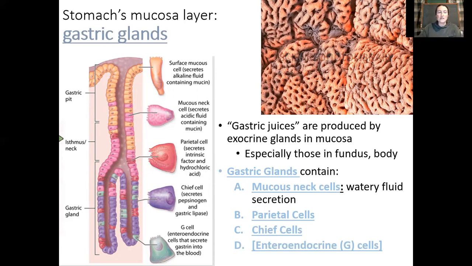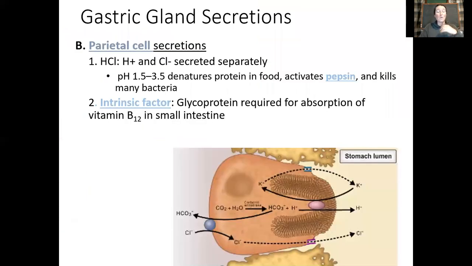Within these juices, these deeper cells are going to secrete different types of things depending on the cell. We have parietal cells, we have chief cells, and we have G cells, also called enteroendocrine cells. So let's see what we have here. Parietal cells, remember parietal means wall, but in this case, parietal cells are going to be responsible for essentially secreting the acid part of stomach acid.